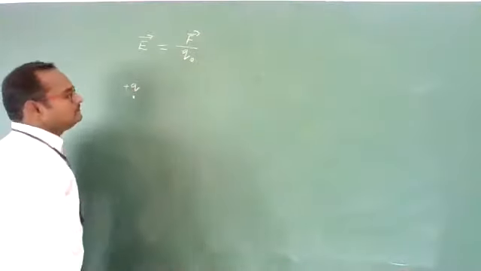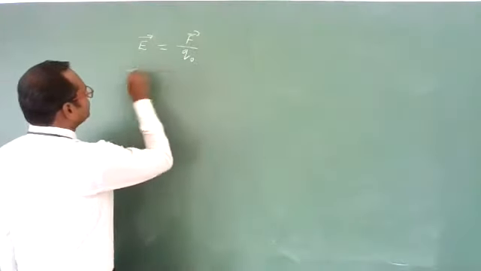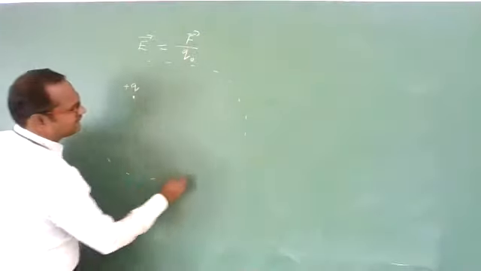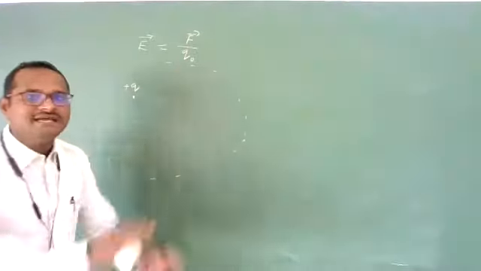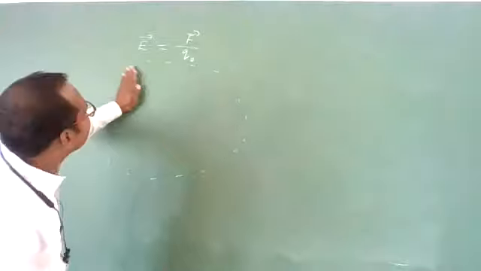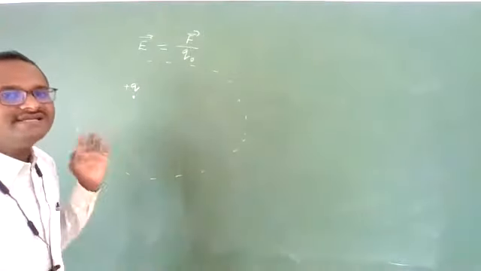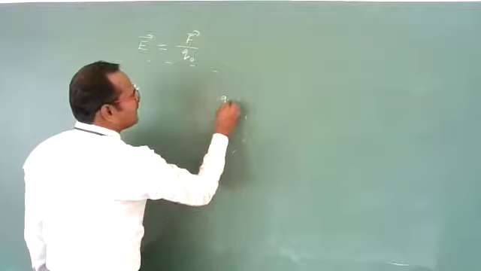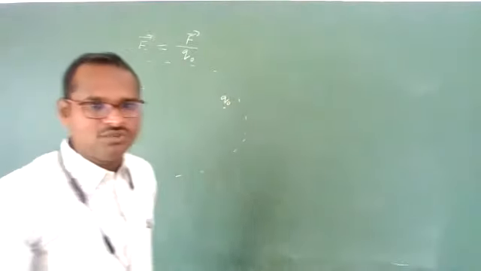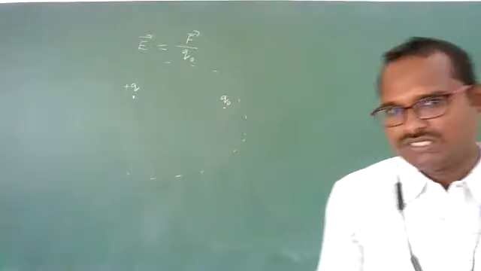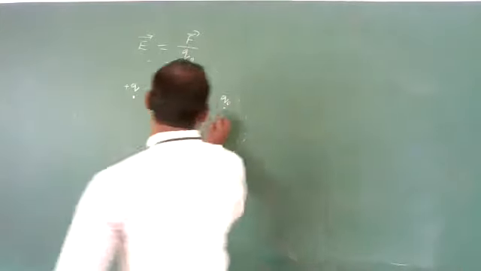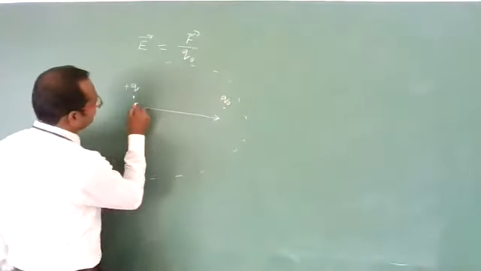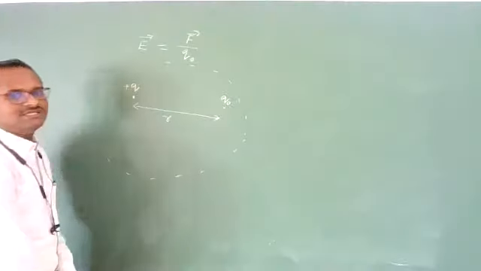Now, this source charge will modify the region around itself. Let us imagine this dotted line is the region in which this electric field is present. Now inside this region, let us bring a positive test charge, q naught, and keep it at a distance of r.